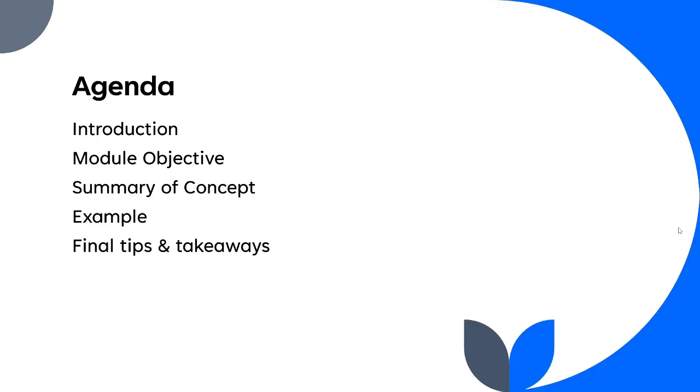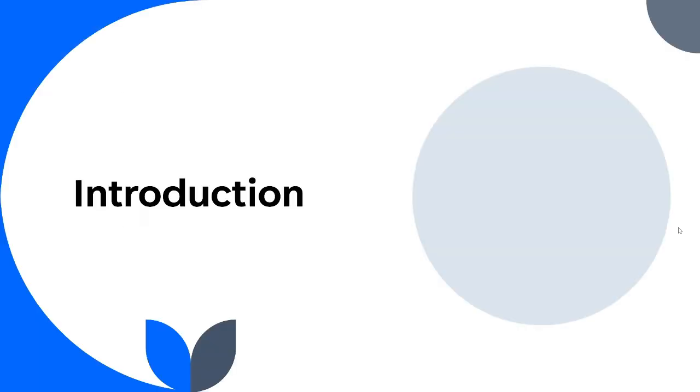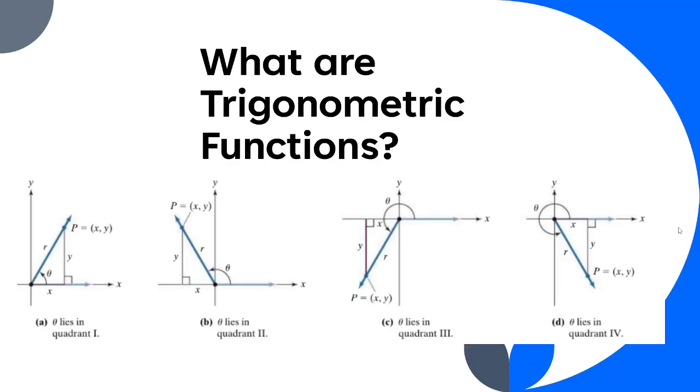My agenda is to do an introduction, module objective, summary of the concept, example, and final tips and takeaways. In my introduction, the six trigonometric functions are any functions that lie in the four quadrants. Our P value is the x and y quadrant that is given to us during an example.